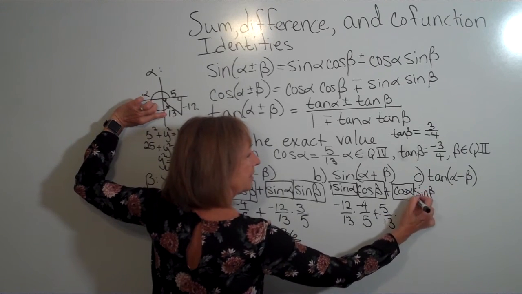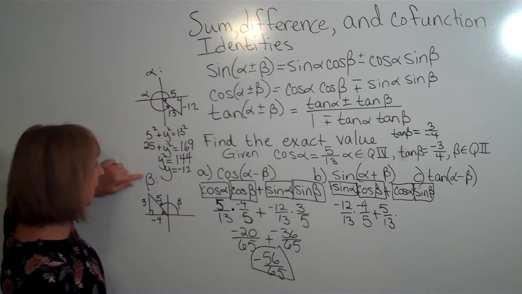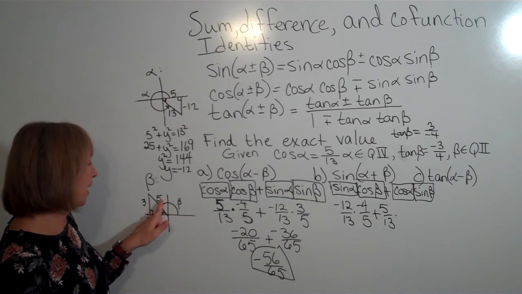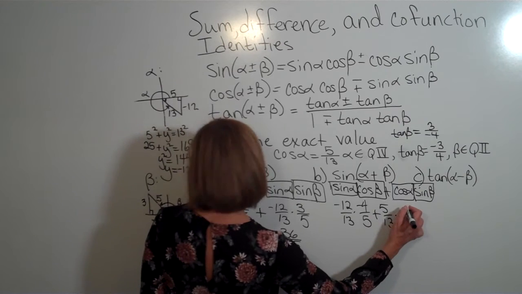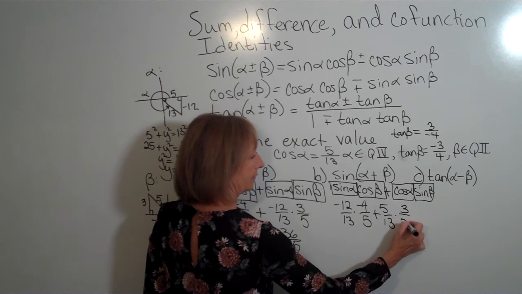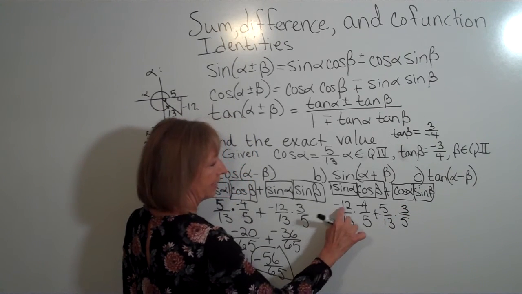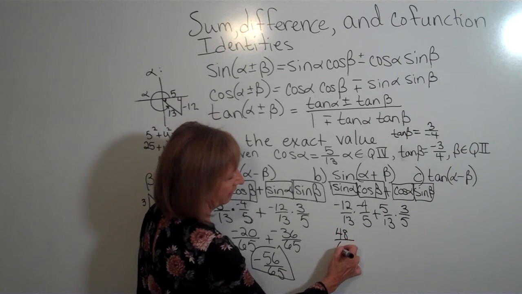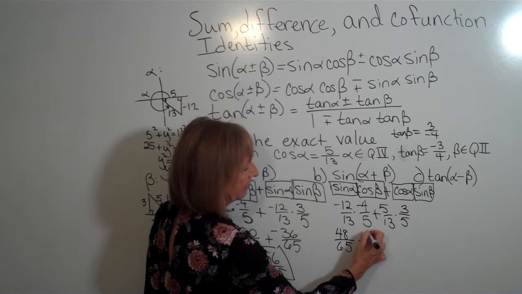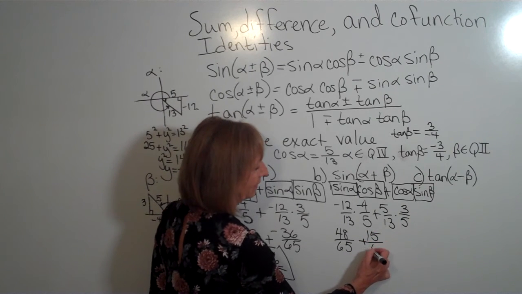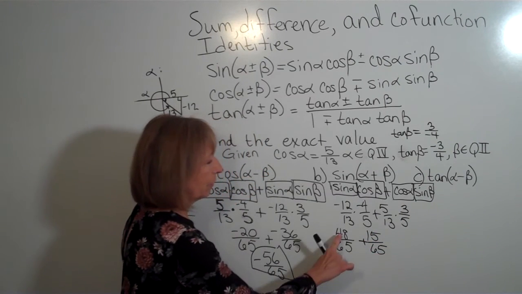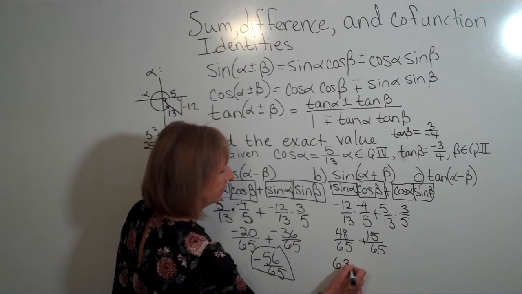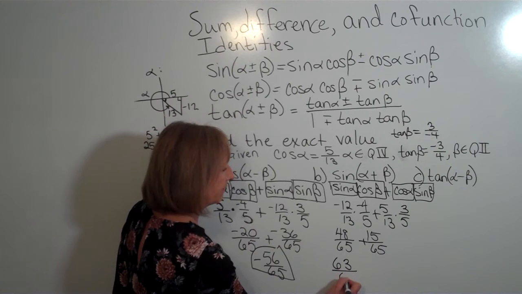And then that's times sine beta. Go to your beta picture. The sine is opposite over hypotenuse, so 3/5. So I have negative times negative is positive. Positive 48/65 plus 15/65. So 48 plus 15 gives me 63/65.